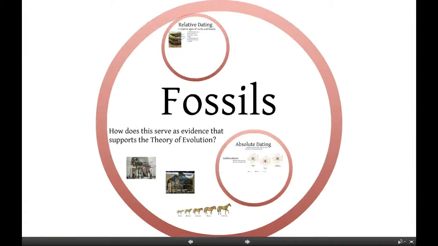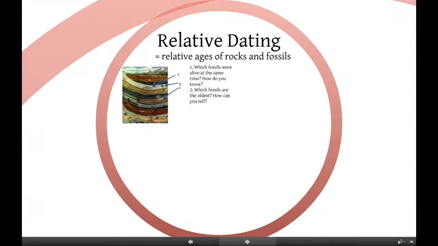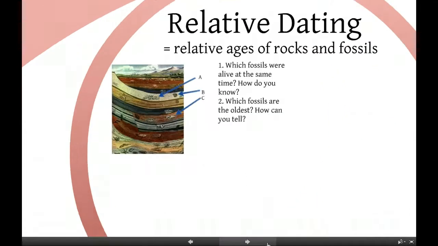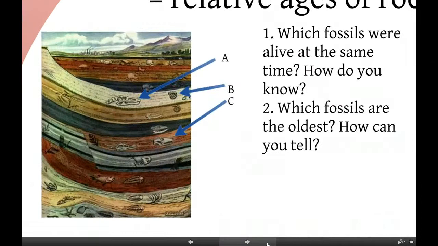All right, fossils. So there are two ways that we date fossils. One is relative dating, the other is absolute dating. Relative dating is relative ages of rocks and fossils. So for example, looking at this diagram, we can answer these two questions. Which fossils were alive at the same time? Is it A, B, or C?